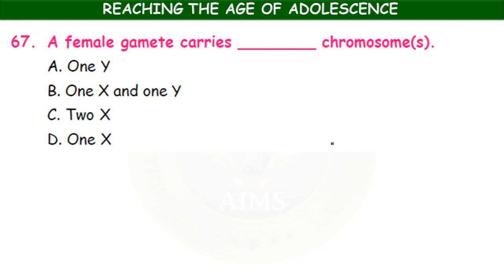A female gamete carries dash chromosomes. Only X chromosome.